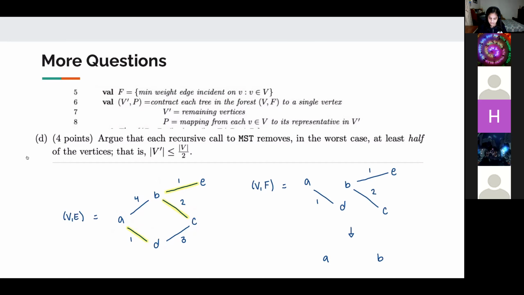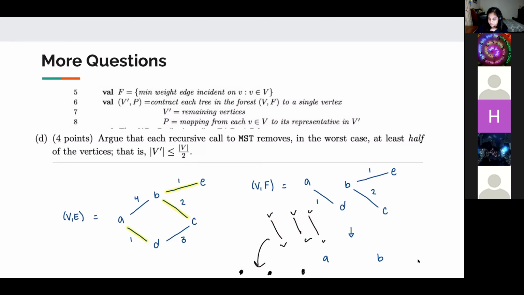Yes. Okay, awesome. So then when we contract these n over 2 edges, we're going to contract each of these trees into a single vertex. And because each of those edges will be contracted, let's say we have n over 2 edges here, and we have vertices here. Each of these is going to be contracted into a single vertex. So we had n over 2 edges, and now we have n over 2 vertices. So that's why it's at least.